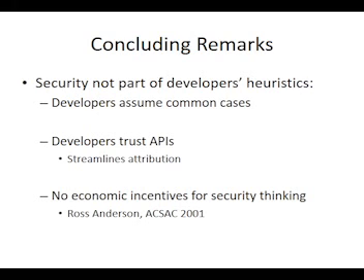So, concluding remarks. I think you guys already concluded that it's very controversial, right? What this study shows us is that, of course we cannot say that because we just did it for 47 developers, and we need a much greater set of developers to draw strong conclusions, but it shows us an indication that security is not part of developers' heuristics.